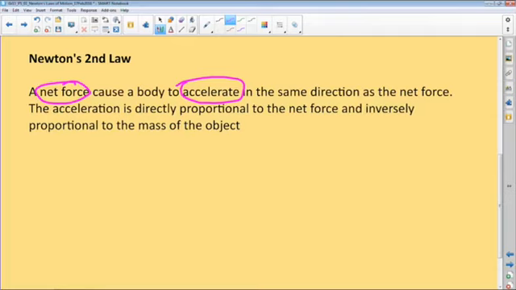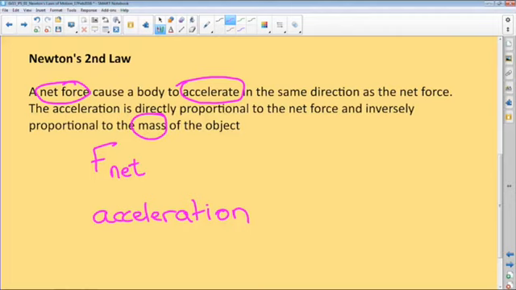So let's have a look quickly. What are the things that we're talking about here? We're talking about F net. We're going to have a net force. In Newton's first law, he spoke about it as an external force. What are we going to have? We're going to have acceleration. Earlier on, we were speaking about constant or uniform velocity. Now we're talking about acceleration. What else do we have? We're talking about mass.